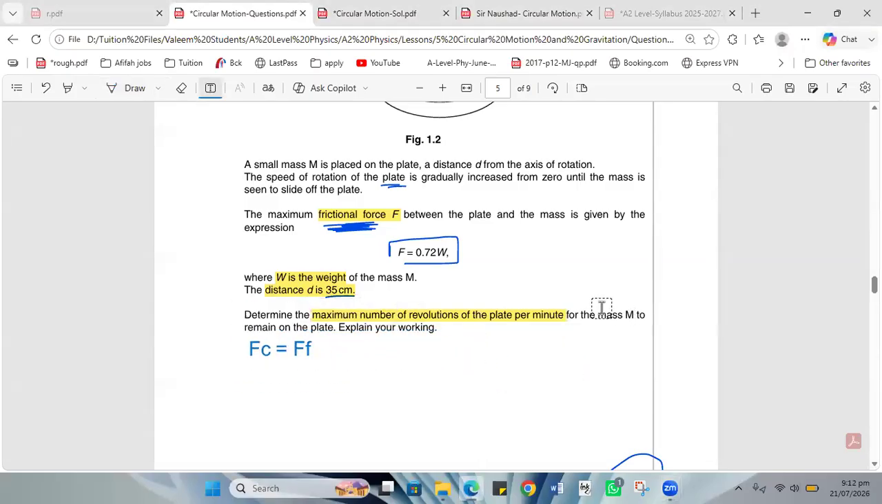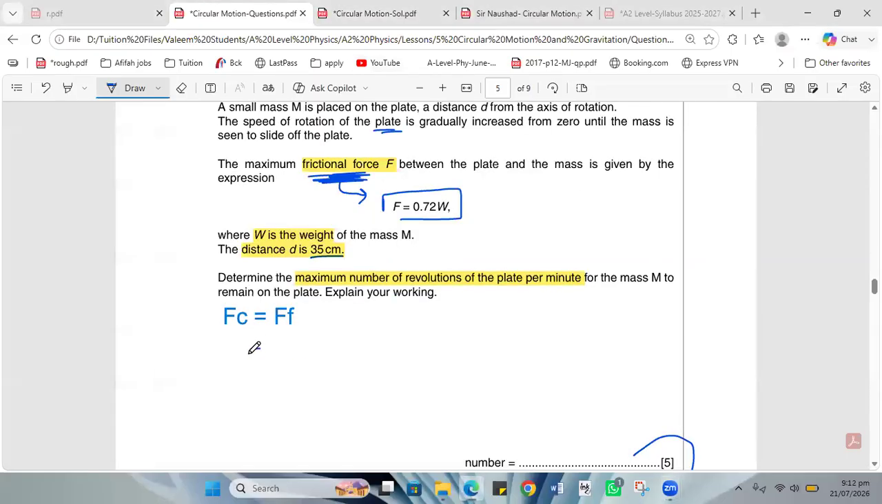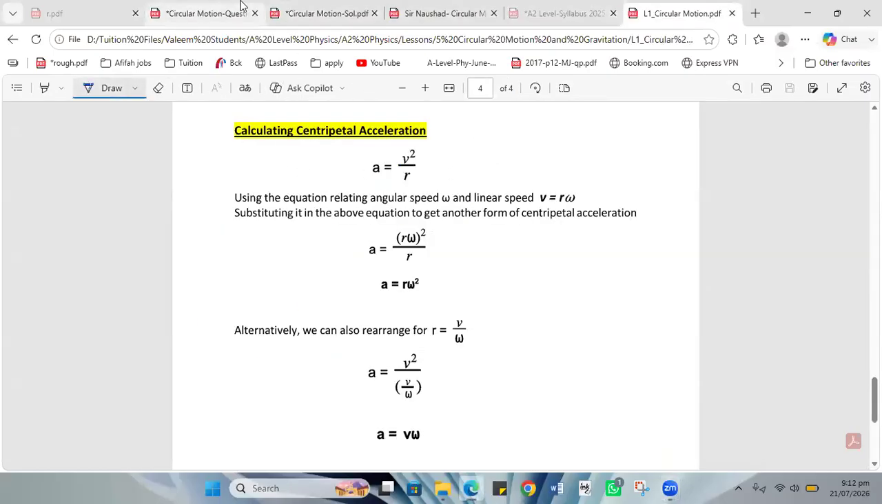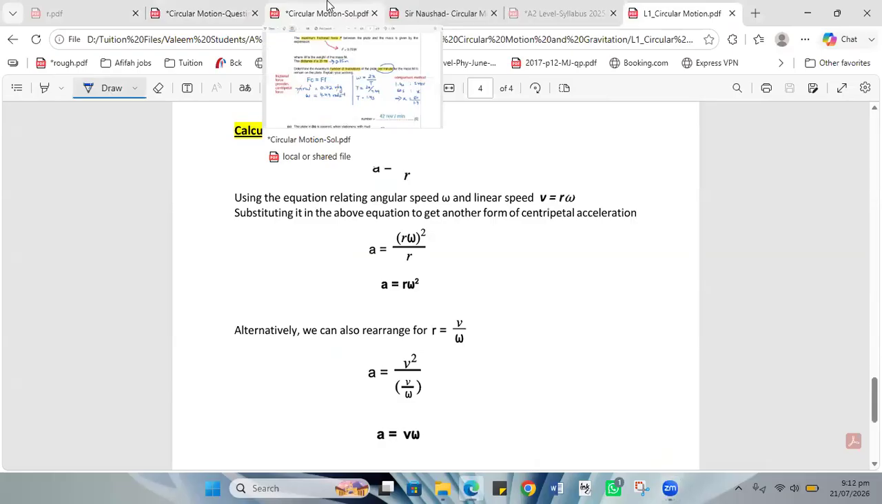Now, they have given you an expression for frictional force over here, 0.72 W. So frictional force equals 0.72 W. And what is centripetal force? You need to add a formula for centripetal force. Now, which formula do you think is most suitable here? The m r omega squared, okay, good. Why not m v squared upon r? Because we don't have the v. We don't have v. Do we have omega?